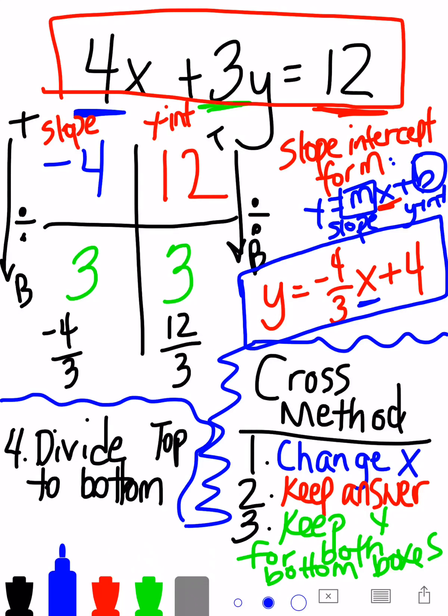So remember, this is how you solve for y on a linear equation. You're going to do the exact same thing for a linear inequality. Instead of using an equal sign, you're just going to have to use whatever inequality symbol is given.